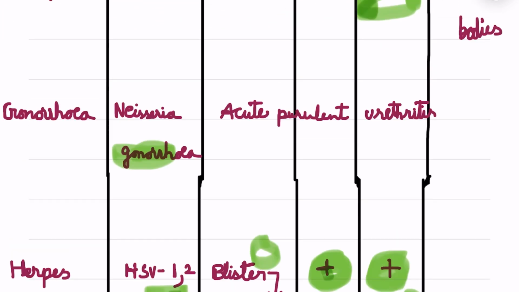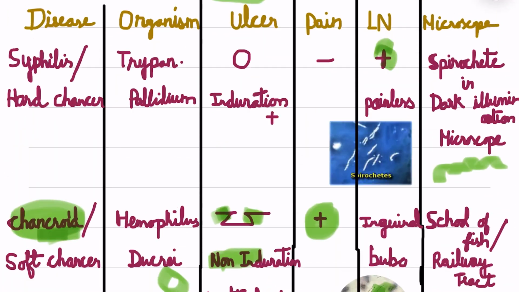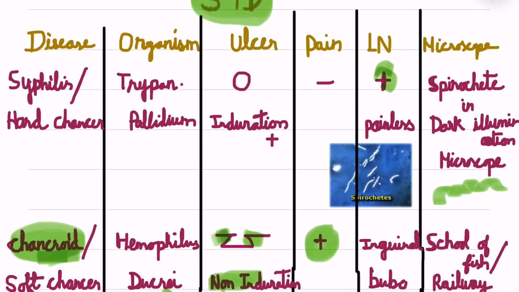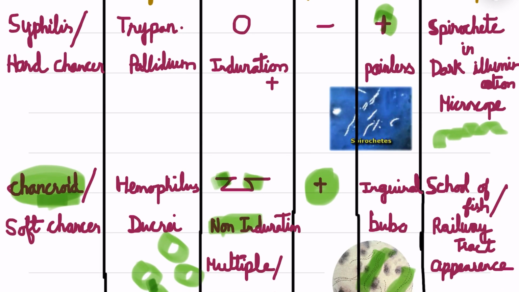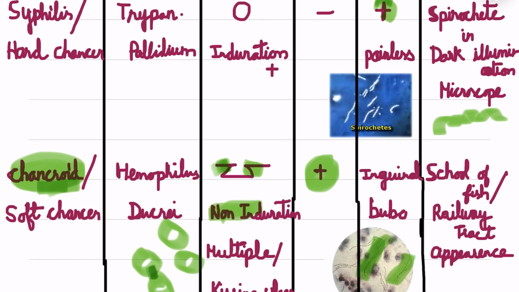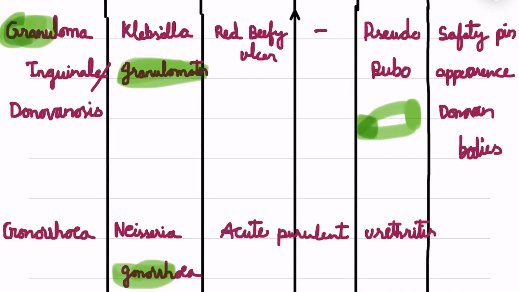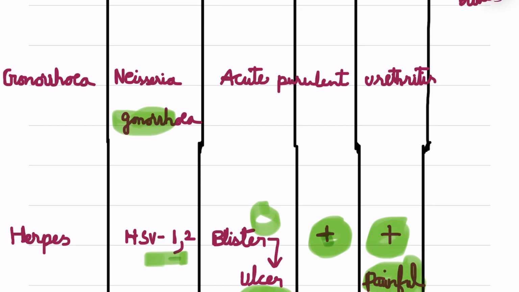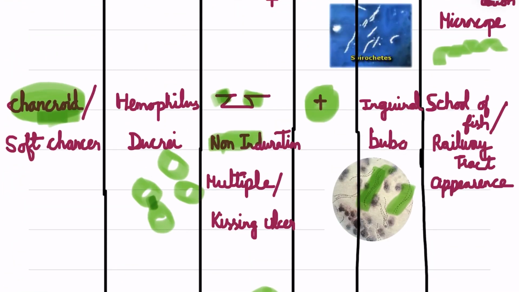Let's see once again. When the ulcer is painless and the lymph node is present without pain, then it is syphilis. When the ulcer is painful, then we have to see whether the lymph node is present or not. When the ulcer is painful, then it may be due to chancroid or soft chancre and herpes. When the lymph node is also painful, then confirm it is herpes. When the lymph node is present but it is not painful, then it is chancroid or the soft chancre.